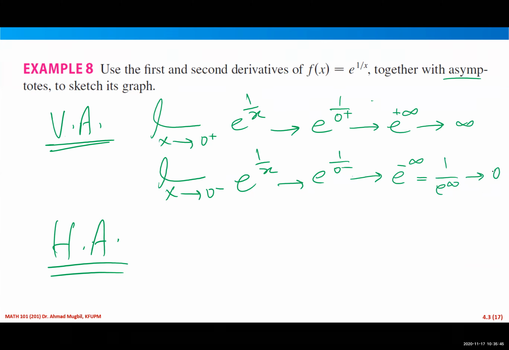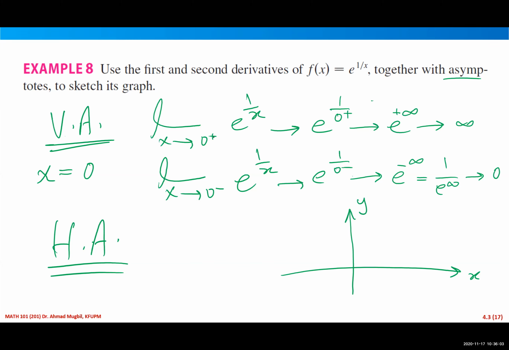0, not infinity. Aha. So what do we have? We have a vertical asymptote. What is the vertical asymptote? It is x equals 0, which is the y-axis. So at the y-axis, what will happen? You should keep this in mind when you sketch the graph.